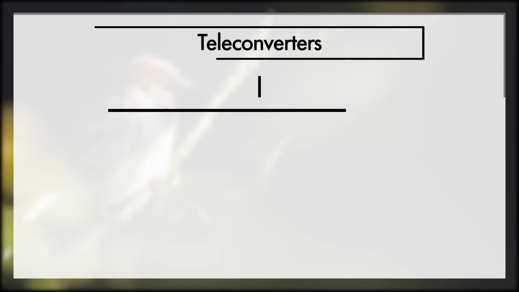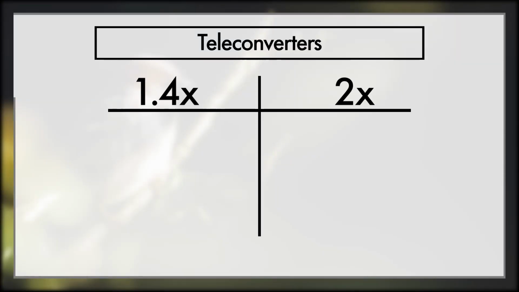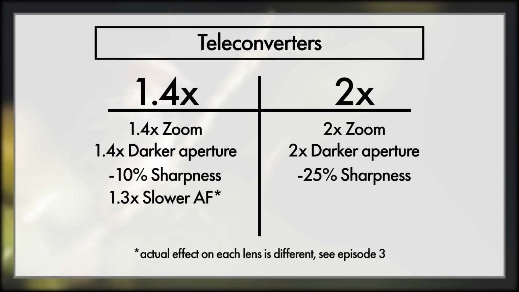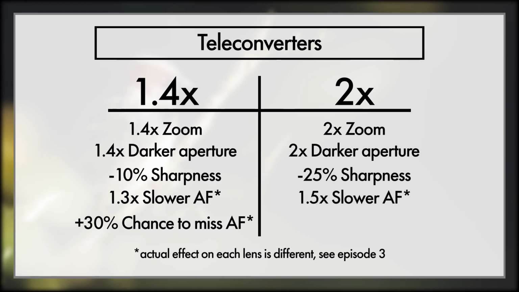But to really simplify the effect the teleconverters will have on the image quality of your lens, think of it like this. The 1.4x teleconverter will reduce sharpness by about 10%, and the 2x teleconverter will reduce sharpness by about 25%. And just to recap from before, the 1.4 reduces speed by about 1.3 times, though this is unique for every single lens, and increases miss rate by about 30%, where the 2x will make it about 1.5 times slower and a 10% increase in misses.